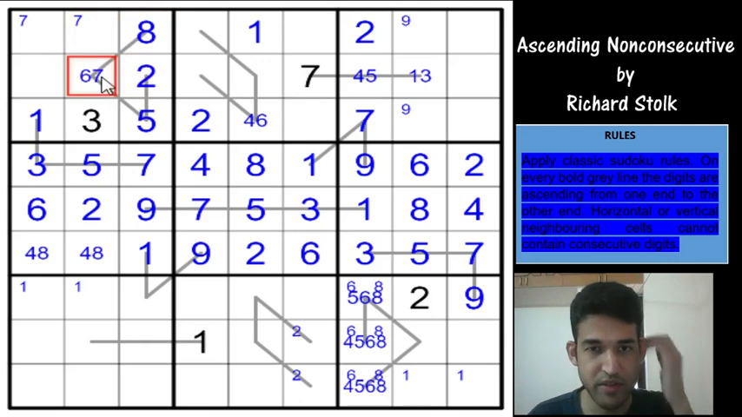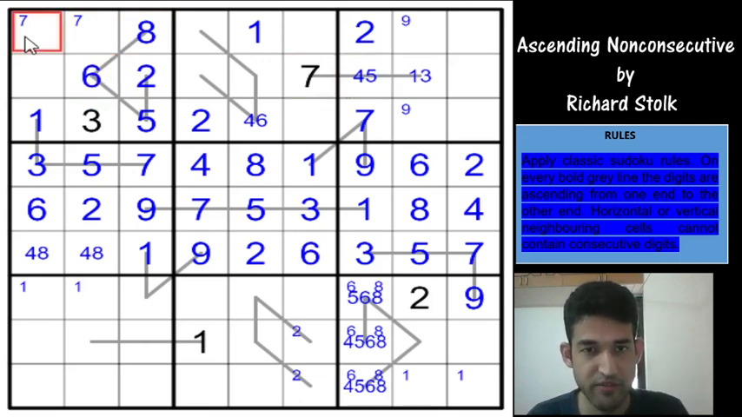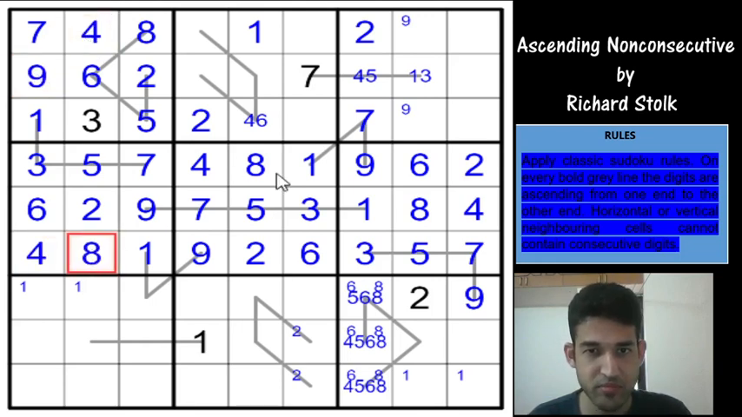So this would be 6, 7, and you have a 7 here. That means that's a 6, and that forces 7 here. 2, 6, 7, 8, 1, 3, 5. So 4 and 9. Let me mark that. You have an 8 here, so that's a 4. That's a 9, and that resolves this 4, 8 immediately.